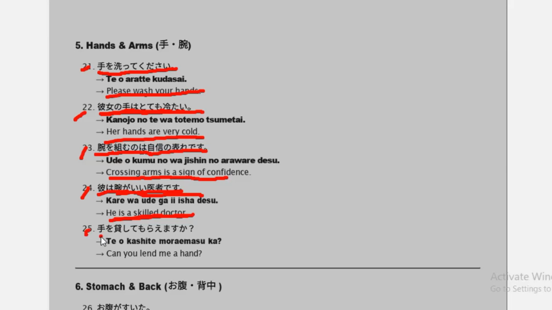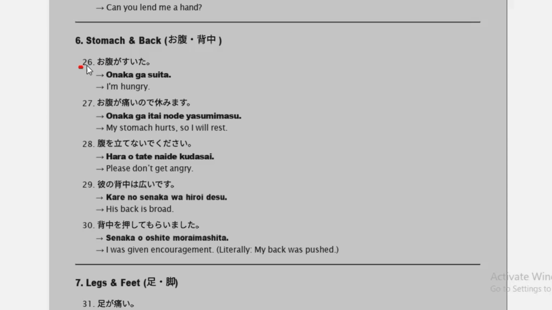And the next is te o kashite moraemasu ka? Means can you lend me your hand? Can you lend me a hand? Next example is onaka ga suita, means I am hungry. The next is onaka ga itai no de yasumimasu, means my stomach hurts, so I will rest.